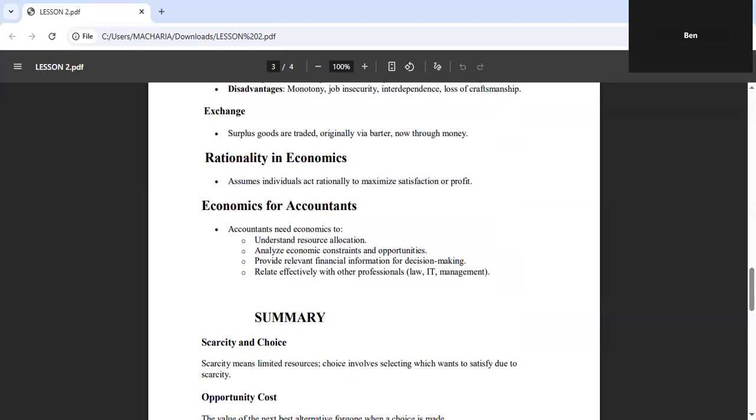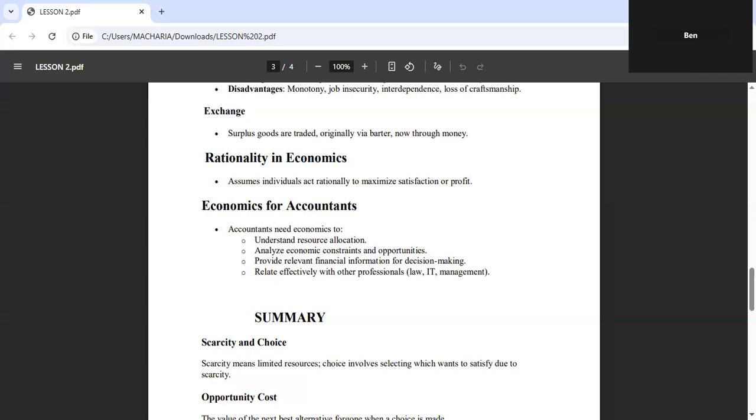Now, the reason why economics is taught in CPA is that there is a huge relationship between economics and accountants. And we are seeing accountants need economics to do what? One, to understand resource allocation, analyze economic constraints and opportunities, provide relevant financial information for decision making, and relate effectively with other professionals. So this is just an overview of reasons why accountants need to learn economics.